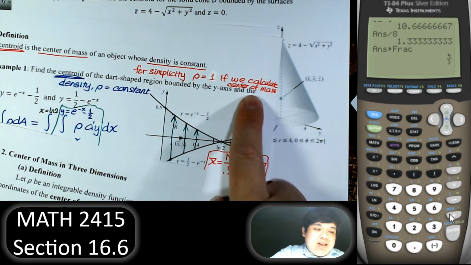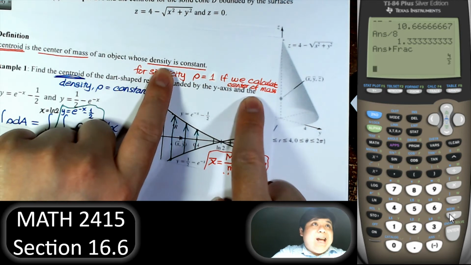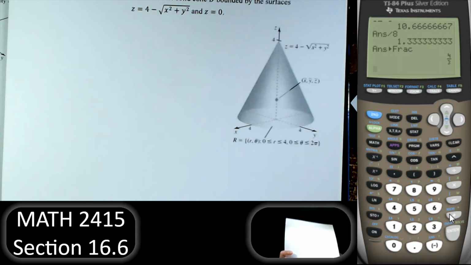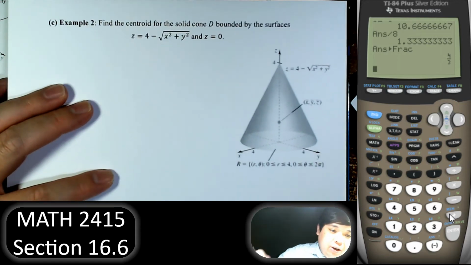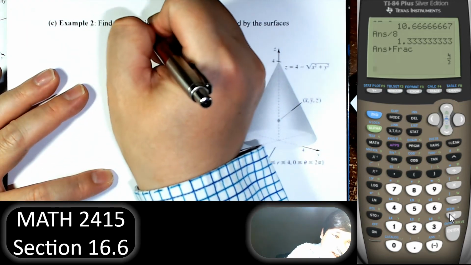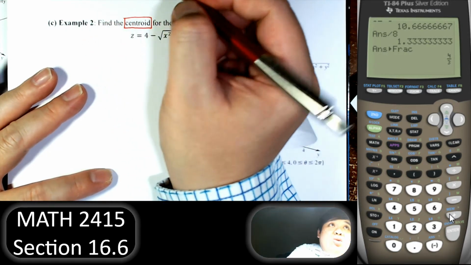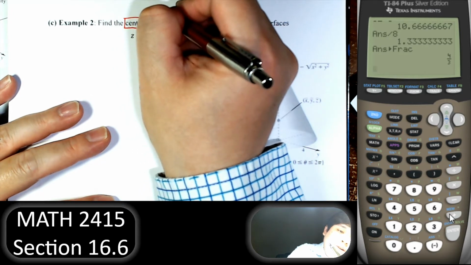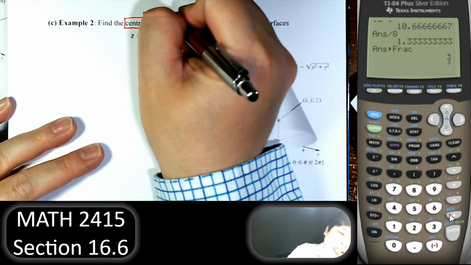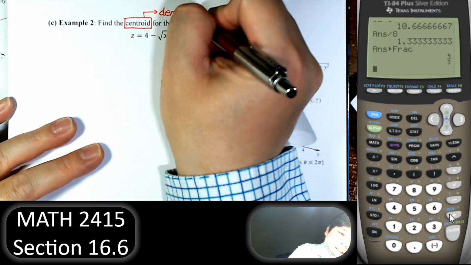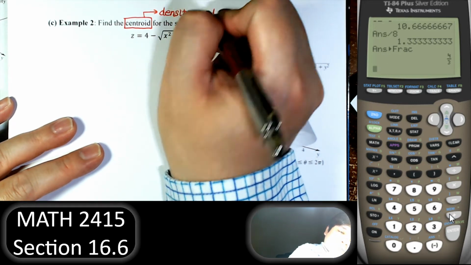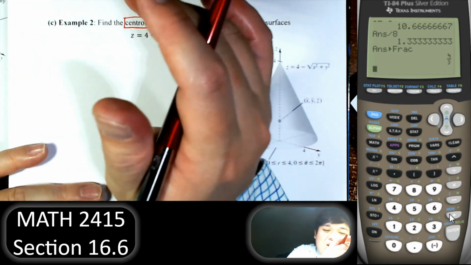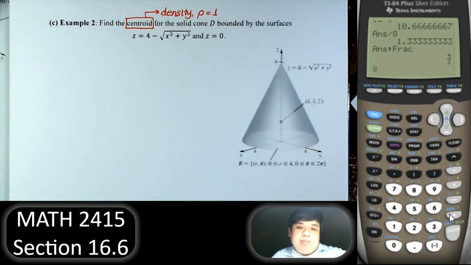Yeah, the center of mass whose density is constant. So when we find the centroid, that rho equals 1. Okay. So for the centroid, density is constant, and since we find the center of mass, we can just let density equal 1. For every centroid problem, if we find the centroid, let density be 1, so that saves us some time.